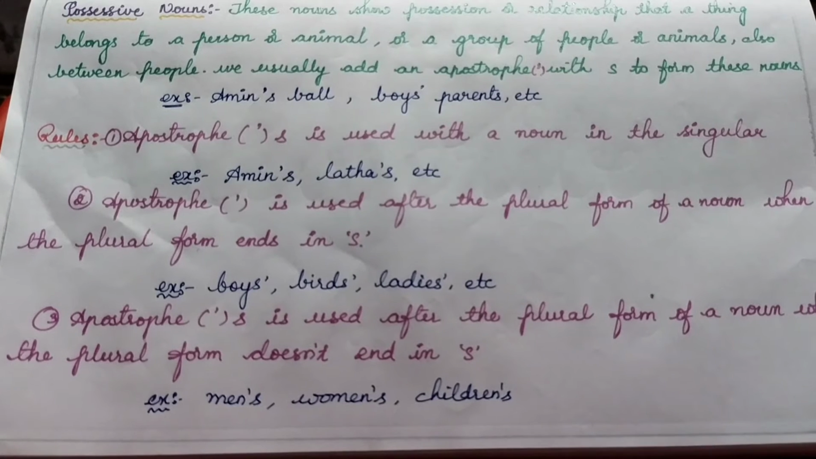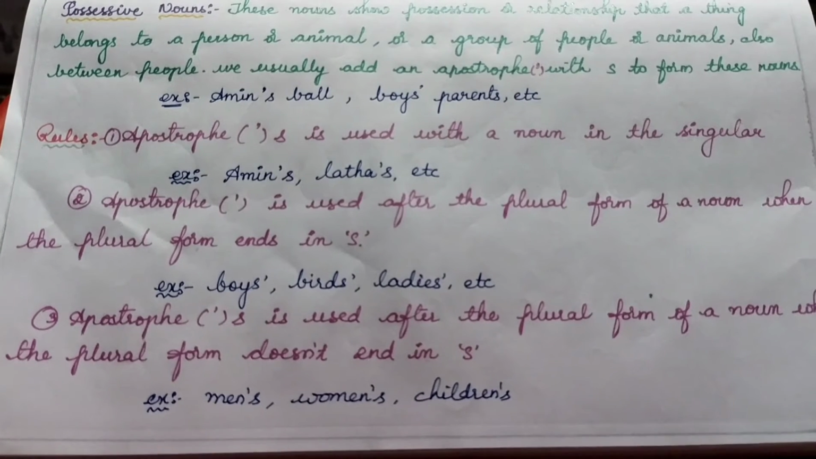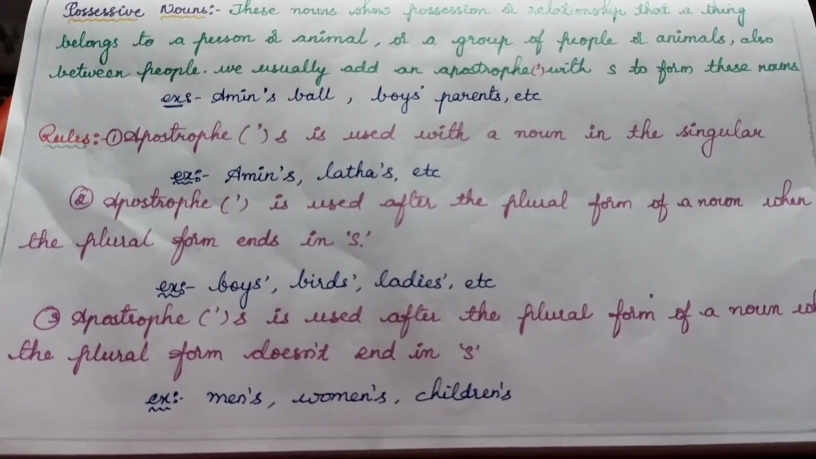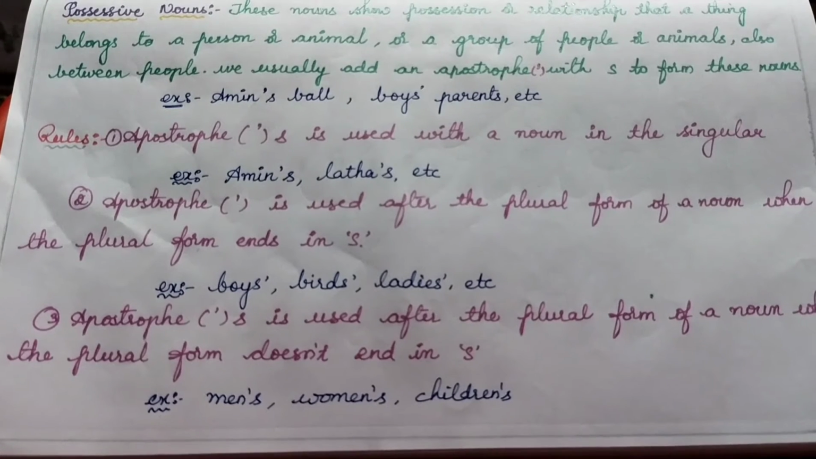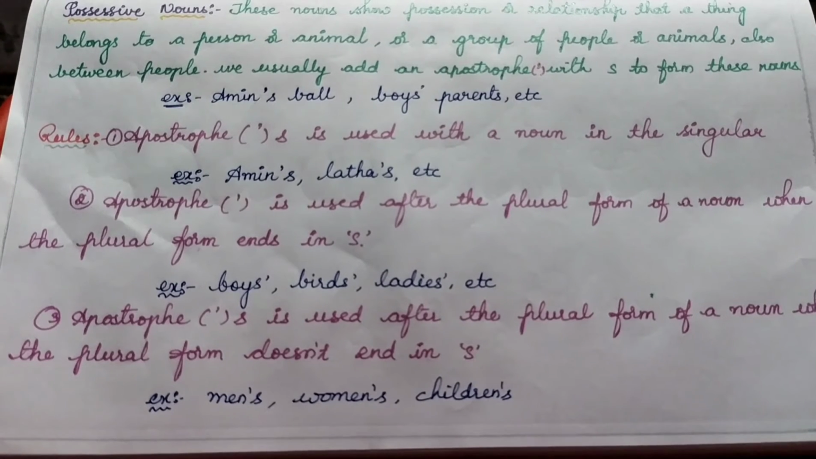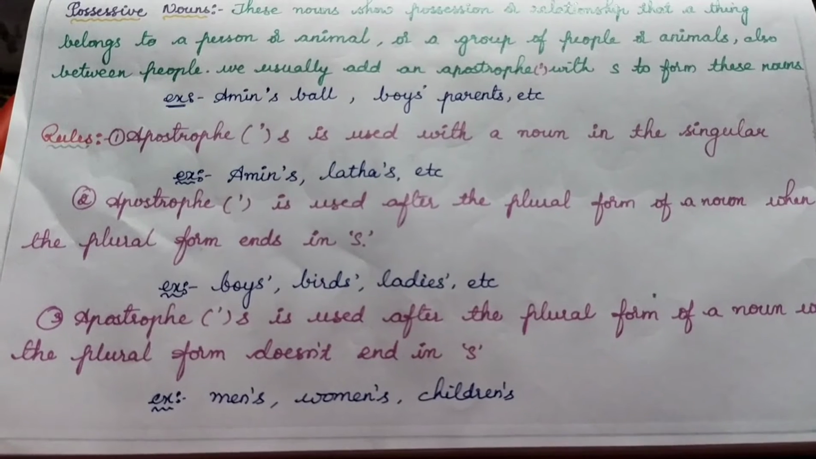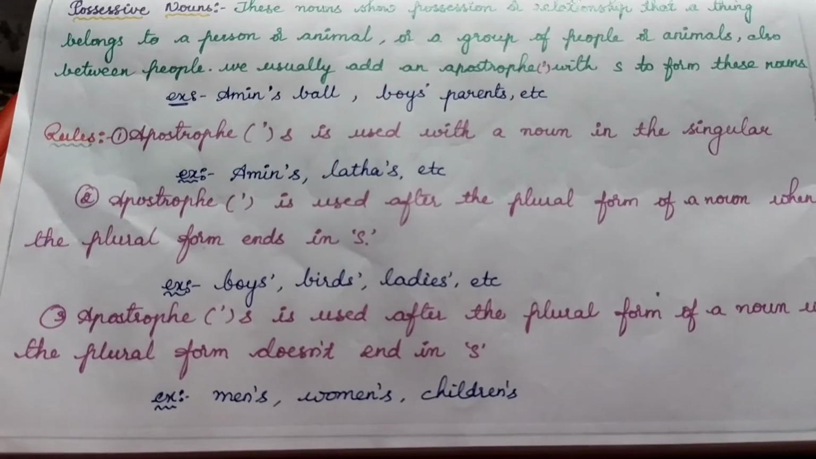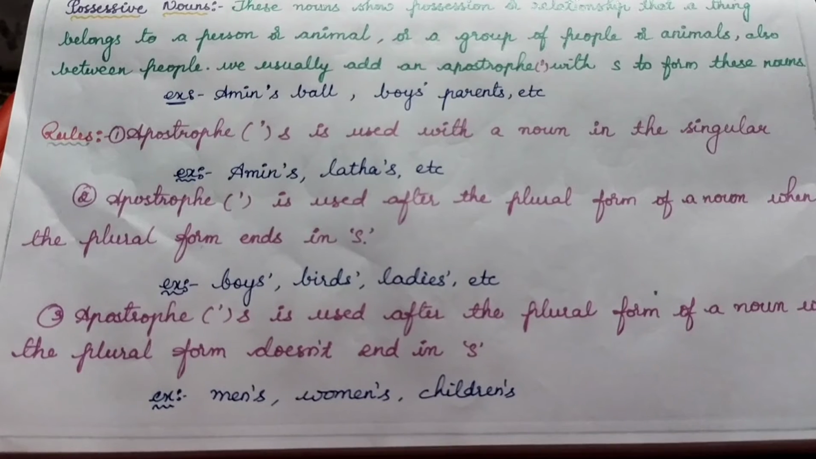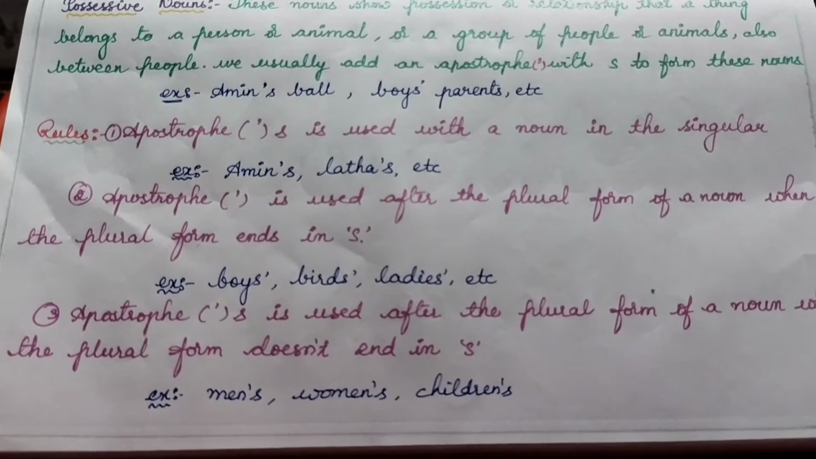So if the noun remains singular, we use apostrophe s, like Amin's, Lata's, and so on. So Amin's book, Lata's bag. So the bag belongs to Lata. The book belongs to Amin.